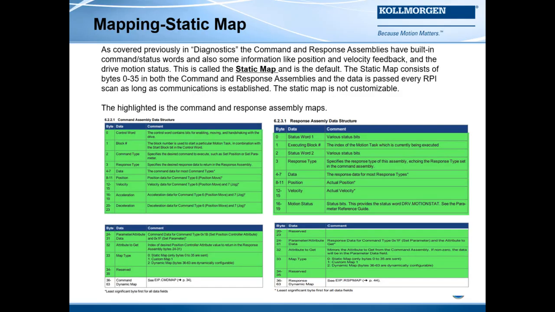As covered previously in diagnostics, the command and response assemblies have built-in command status words and also some information like position and velocity feedback and the drive motion status. This is called the static map and is the default. The static map consists of bytes 0 through 35 in both the command and response assembly, and the data is passed every RPI scan as long as communications is established. The static map is not customizable.